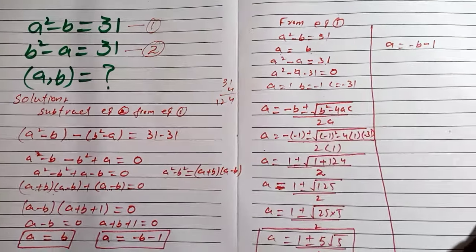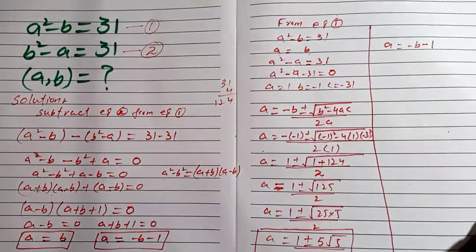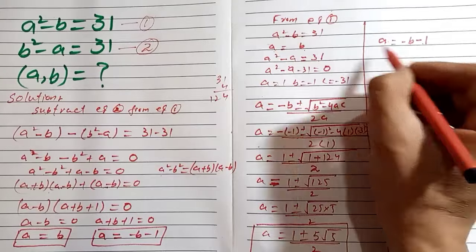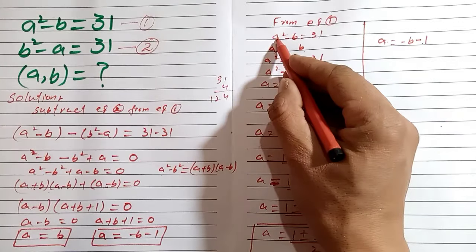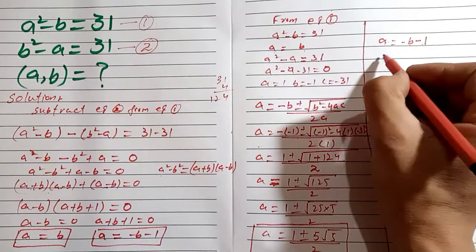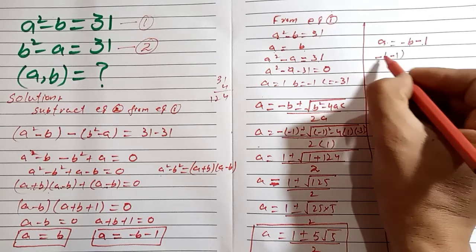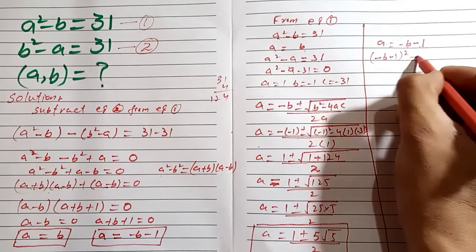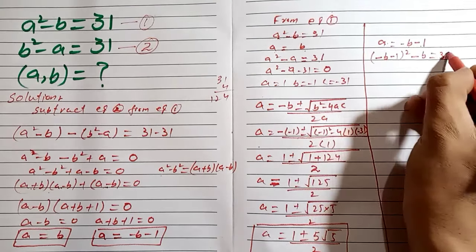Now we can also find the values of a and b from the other relation, a equals minus b minus 1. So in equation 1, put the value of a: we write minus b minus 1, squared, minus b, which is equal to 31.